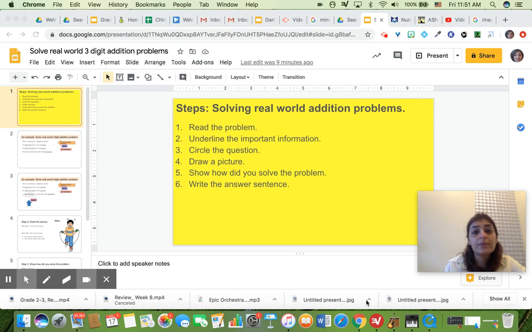And the fourth step is that I need to draw the picture that will show the problem, what's given to us and what we need to find, and all the things that happen in the story, number story. And the fifth step is that you are to show how you solved the problem. You are to show your work. And the last step is write the answer sentence. So let's go over the steps.